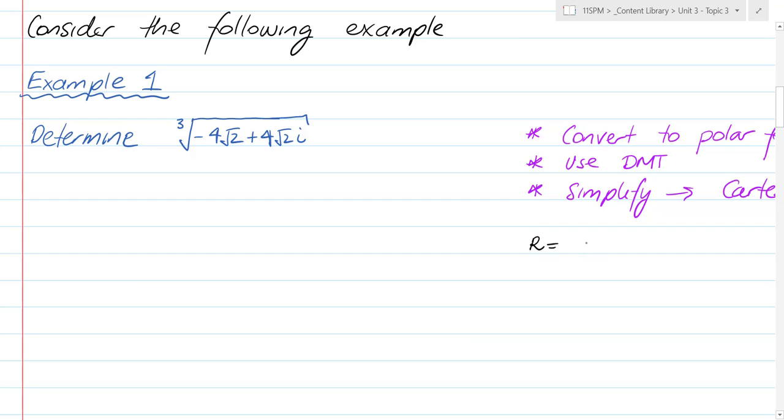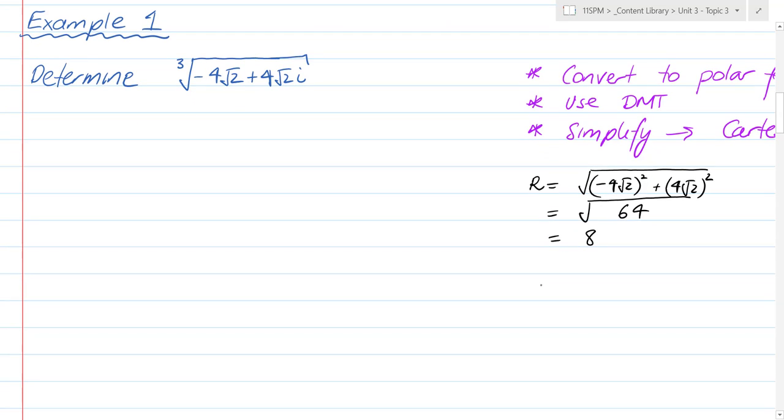r is equal to the magnitude, so we say the square root of negative 4 root 2 squared plus 4 root 2 squared, yeah? That's equal to the square root of 16 times 2, which is 32, plus 16 times 2, which is 32. So thankfully, that's the square root of 64, which we hopefully all agree is 8. What does it equal? I'm just going to go with 8.